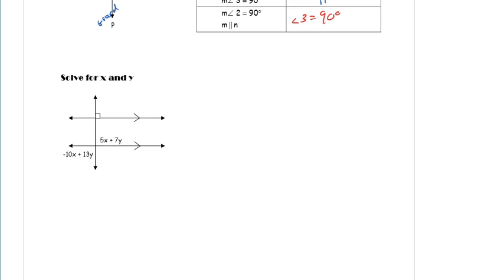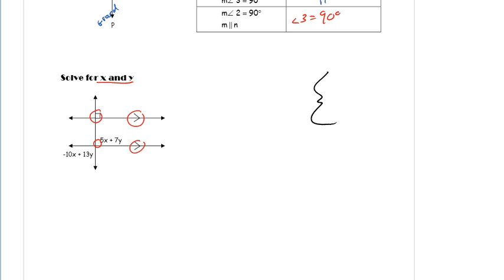Last one I want you guys to look at: solve for x and y. Keep in mind, these lines are parallel. We have a right angle here. We know something about this angle. Again, solve for x and y. That means you need to come up with a system of two equations. You can use the equations more than once, but make sure you don't come up with the same exact one.